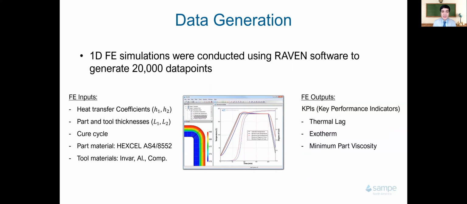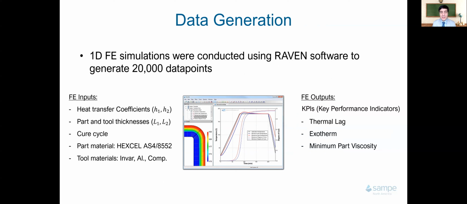So this is done like this. The first step is data generation. You need to generate data. Data generation in this case was done, these are all synthetic data, using Raven software from Convergent Manufacturing Technologies, where we generated 20,000 data points. These data points were generated by randomly setting the heat transfer coefficients, randomly setting the thicknesses, and randomly setting our cure cycle. The part was always Hexcel AS4/8552. The tooling material was either Invar, aluminum, or composites.